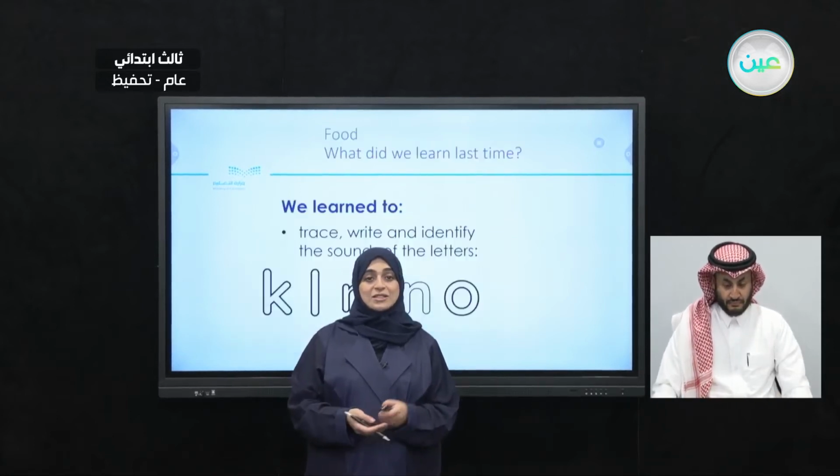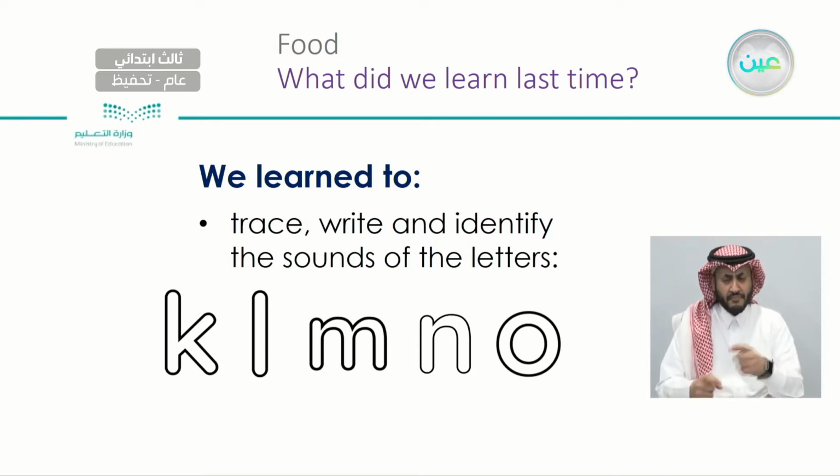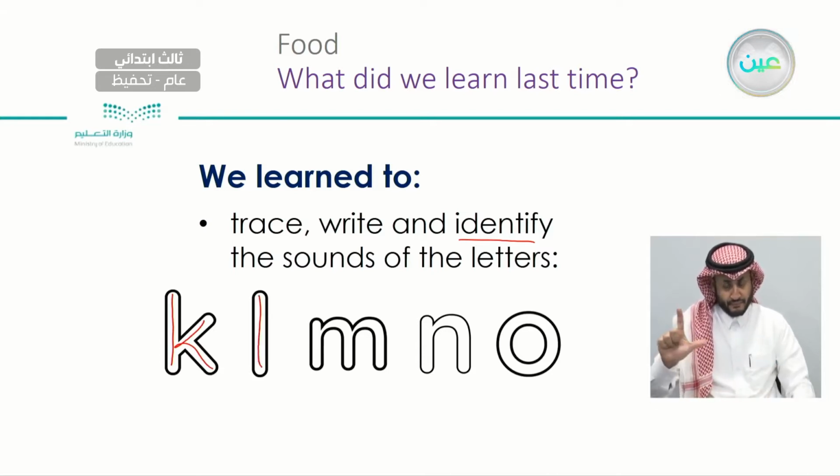Ready? Okay, so let's begin by going over what we did last time. Let's look at these letters together. So like we said, we did practice number 1 last time. So the letters that we learned to trace, write, and identify the sounds of are the letter K for kiwi, the letter L for lion, the letter M for monkey, the letter N for nest, the letter O for the undersea animal, octopus. Excellent.